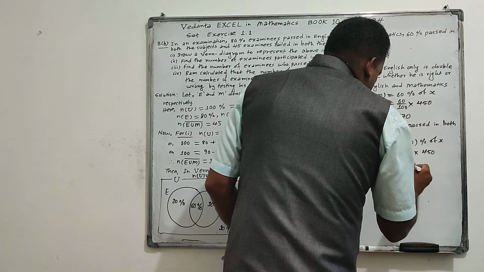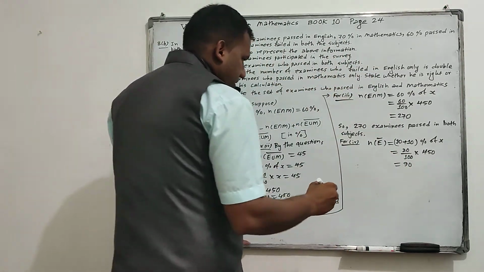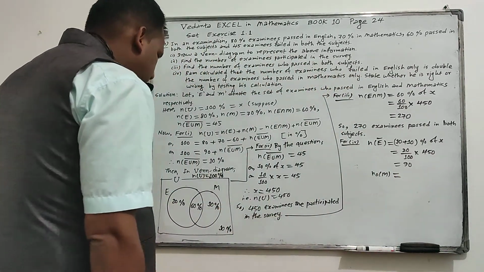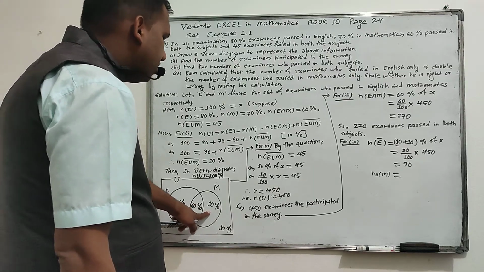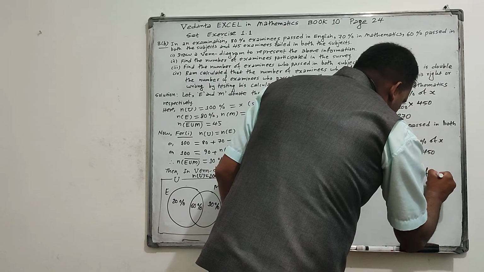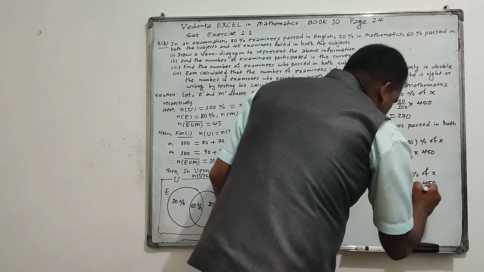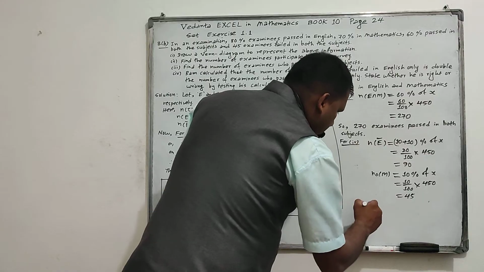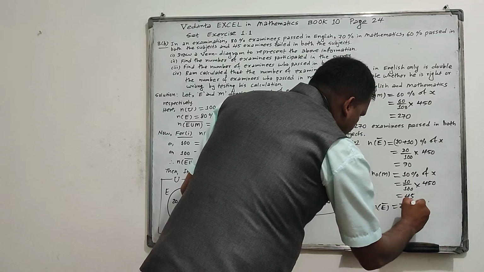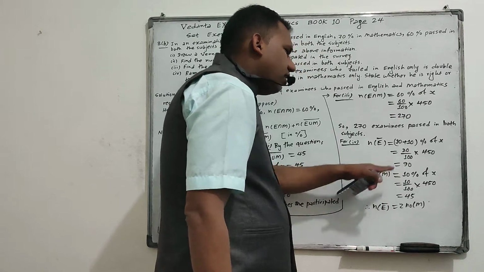20 by 100 times X, which is 450, that is 90. And the other data, number of examiners who pass in mathematics only, M not E, is 10%. 10% of X equals 10 by 100 times 450, that is 45. Therefore, number of E complement equals 2 times the number of only mathematics, M not E. 45 to 90, so it is double.